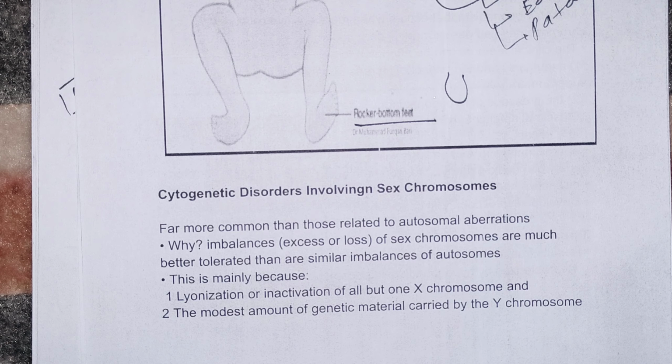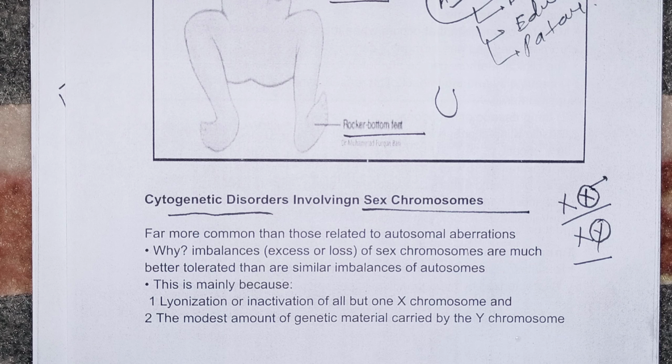So this is the reason why the cytogenetic disorders, or the chromosomal abnormalities, of the sex chromosomes are more common and more tolerable as compared to autosomal chromosomal abnormalities. Look here, sex chromosomal abnormalities are far more common than those related to the autosomes. Why? Because the imbalances, that is excess or loss of sex chromosome, are much better tolerated. Why? Because in female there may be lionization or inactivation of one chromosome, and in case of male there is a modest amount of genetic material carried by the Y chromosome.